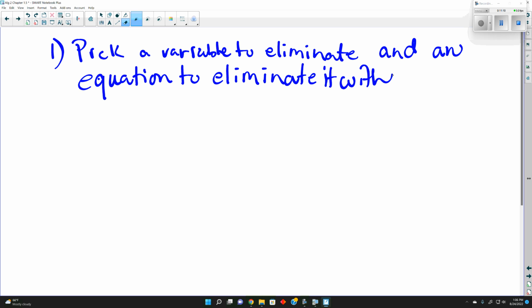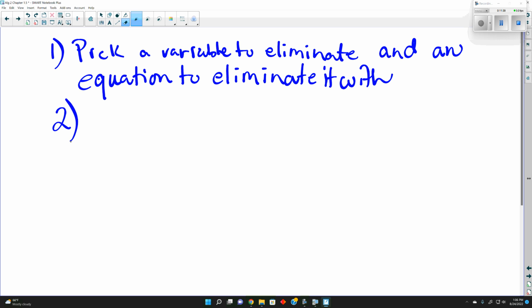And yes, we can have systems that have three variables but only two equations. We can have that set up. And if we do, we're talking about an infinite number of solutions, because there's not going to be a third one to define it down to a point. So, okay, we're going to pick a variable to eliminate and an equation to eliminate it with.